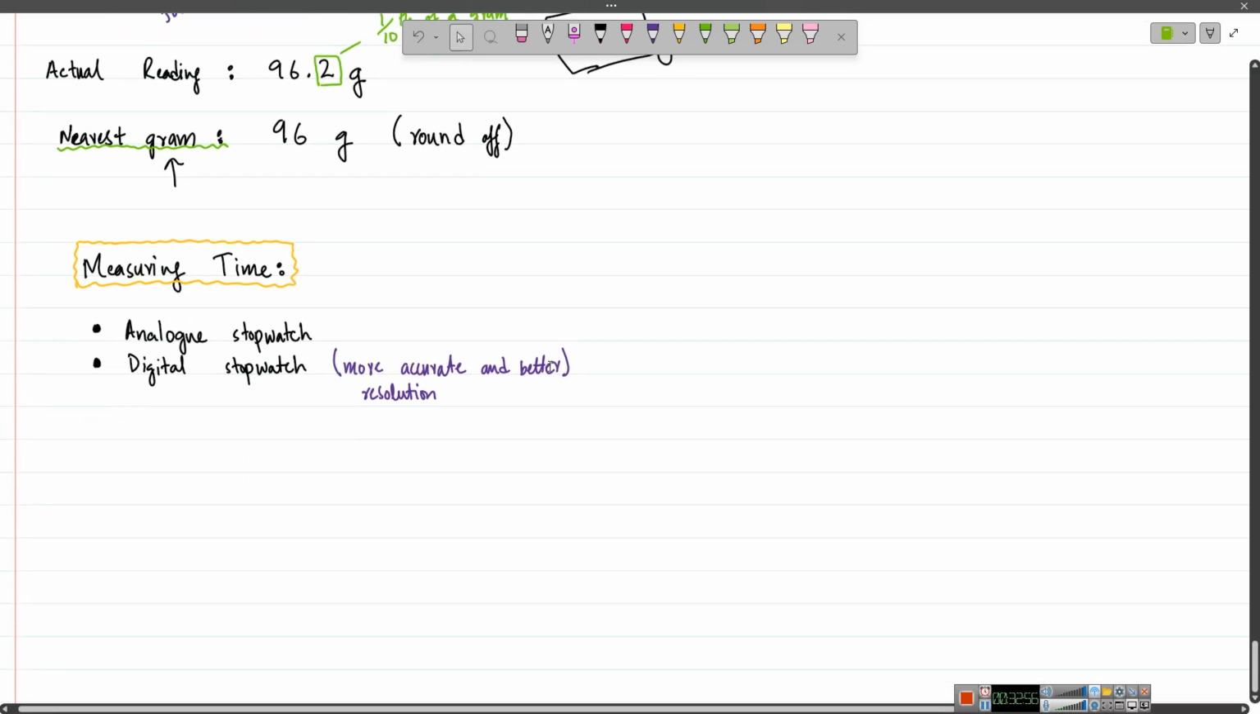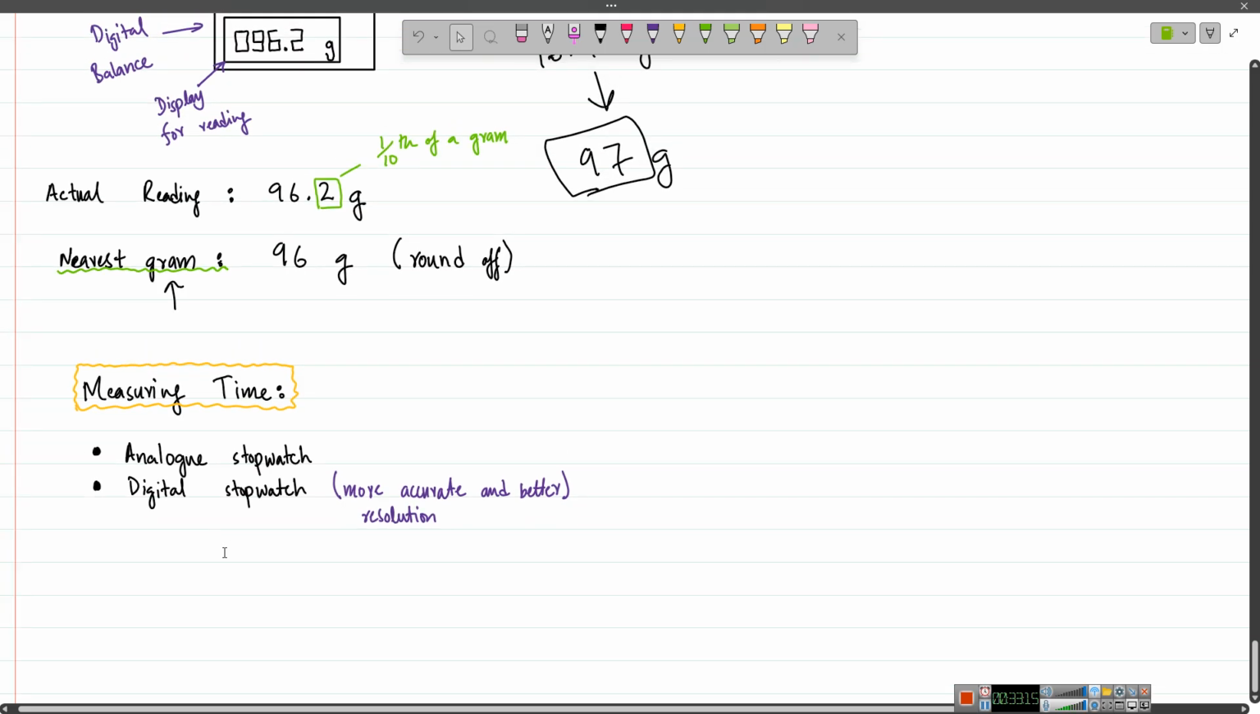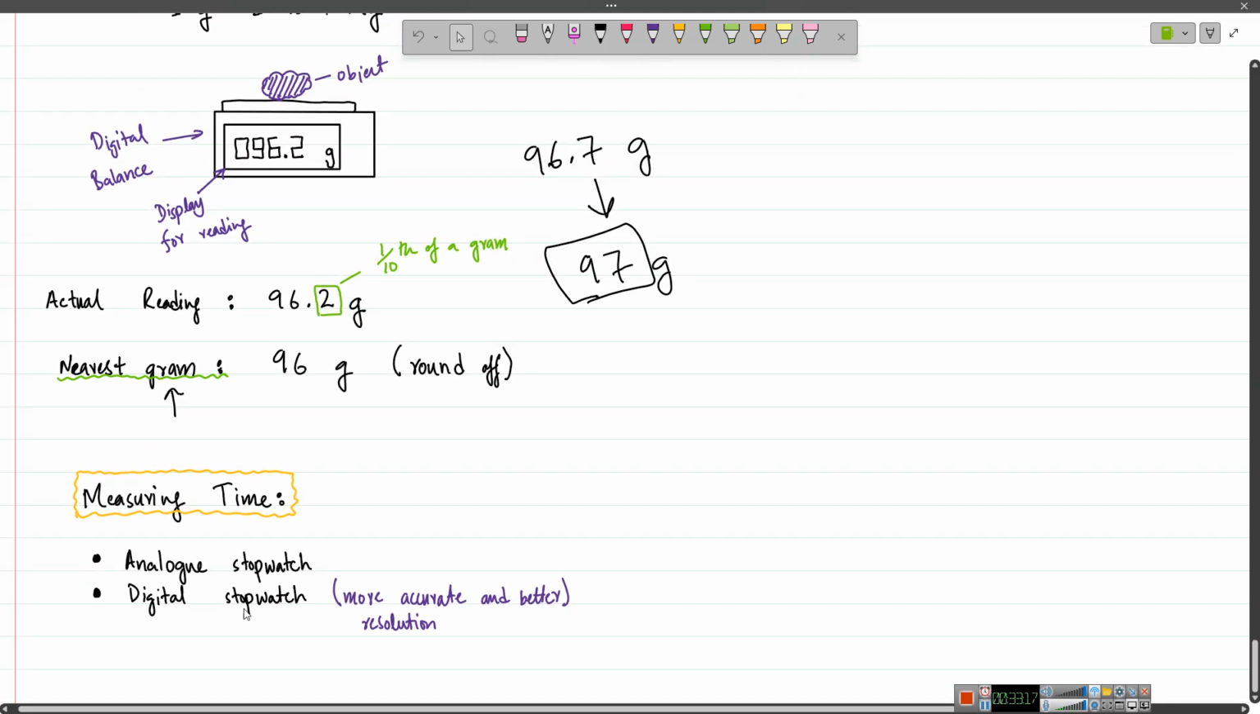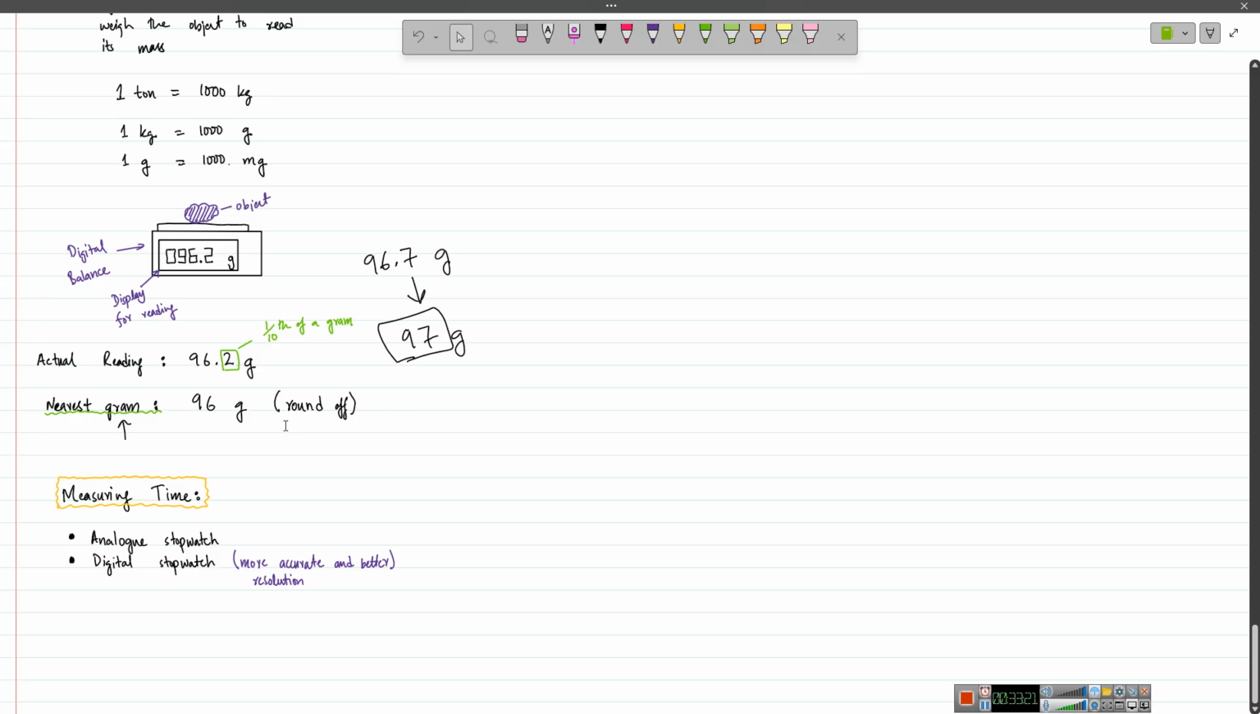Finally, we have measuring time, and we have two instruments that we can use. One is the analog stopwatch, the other is the digital stopwatch, and the digital stopwatch is more accurate and better in resolution. Other than that, going into further detail of time measurement is futile, because with every question there's a different diagram and a different resolution. So I'm not going to cover that as of now. We will rather cover this with topical questions.